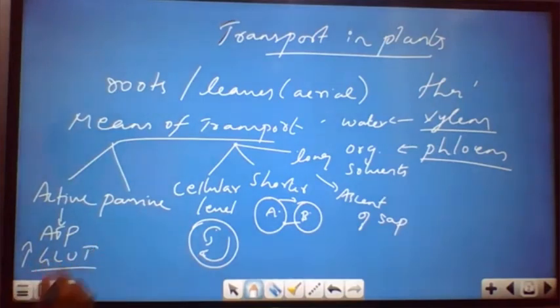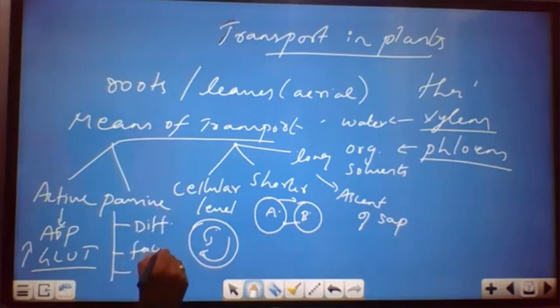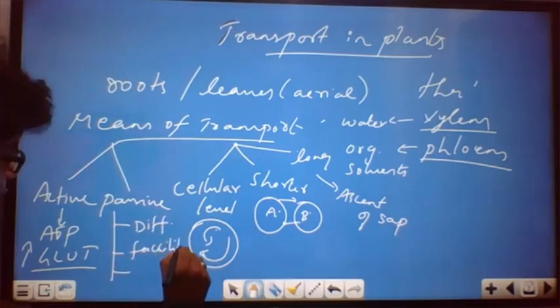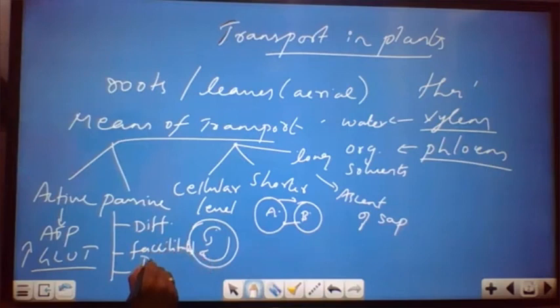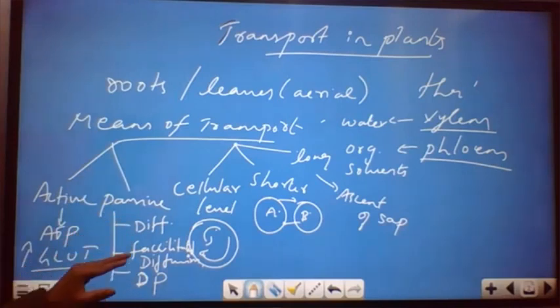But coming to passive transport, the types of passive transport we have are diffusion, facilitated diffusion, and diffusion pressure, which we call DP. So there are three different types of passive mechanism that you could see.